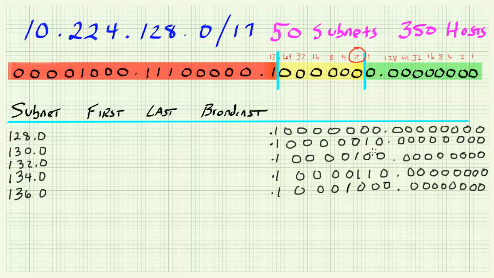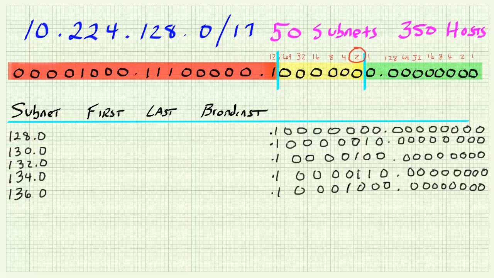What about the next one after that? Well, we turn the bit in the 2 position off because our next increment is going to then be to set the bit in the 4 position on. So if we take all of those bit weights and add them up, we take 128 plus 0 plus 0 plus 0 plus 0 plus 4 plus 0 plus 0. So that is 128 plus 4. That gives us 132 for the next subnet.